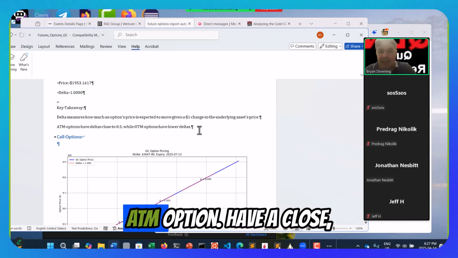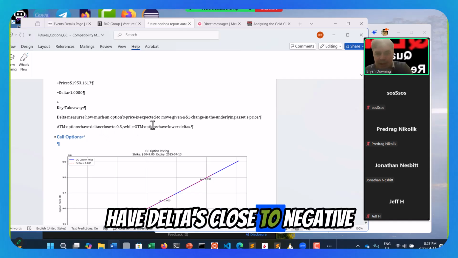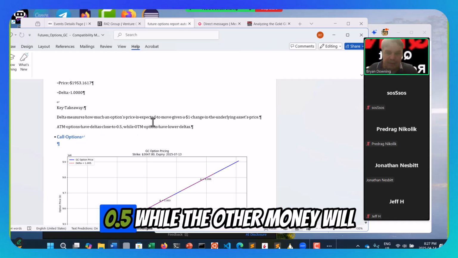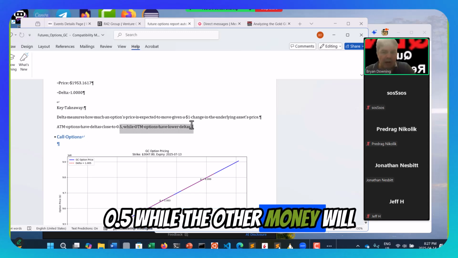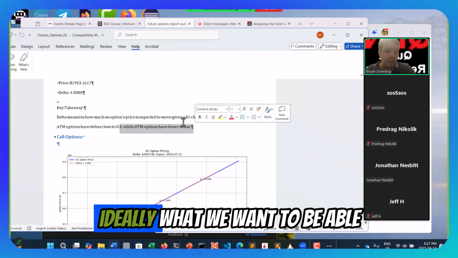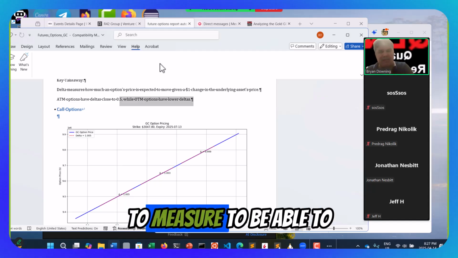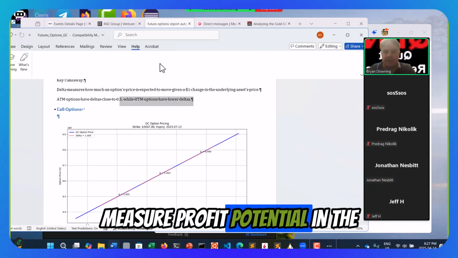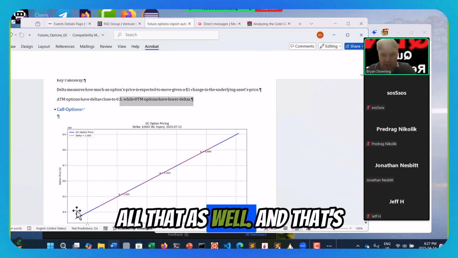And we can also calculate that the ATM options have deltas close to negative 0.5, while the out-of-the-money options will have the lower delta. So that's ideally what we want to be able to measure profit potential. And along this way, you can chart all that as well.